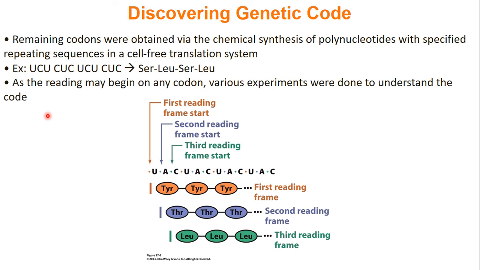And because the reading can begin on any codon, you'd have to do various experiments determining the actual code. So for example, if our repeating structure was UAC, UAC, UAC, maybe when you read the first time you'd get all tyrosines out because that's where the first reading frame is. The second time, if you start at A, you would get all threonines. If you start at the third, you would get all leucines. So you would have to design your experiment in such a way to determine what nucleotide is being read, and that corresponds to such and such amino acid.